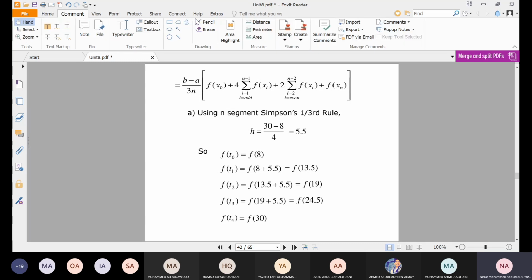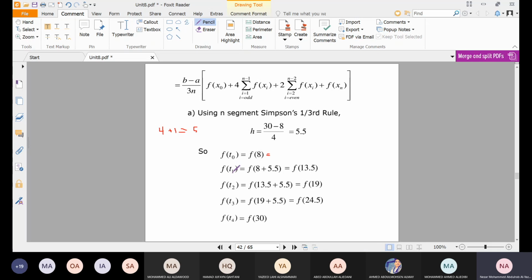If it is 4 segments, that means we need to evaluate 5 points, because the segments are 4 plus 1, so the number of points we need is 5. Here we have the first point at t0 or x0, which is at 8, and we evaluate the function at this point, substituting into the integrand to find its value.